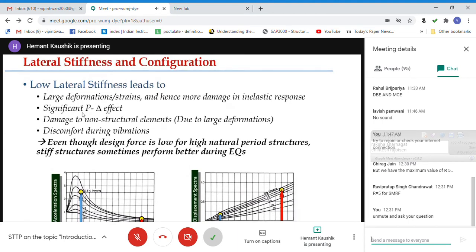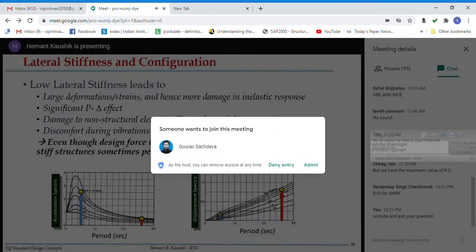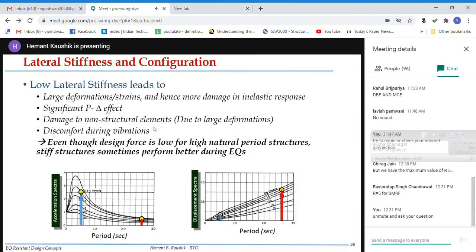So in that case, the P delta effect will be significant. We'll discuss more about this later in the nonlinear analysis, last lecture. What will happen to the non-structural elements, right? If you have higher deformations, all these pipeline fittings, electrical fittings, all these temporary structures, or the false ceilings, they will be subjected to huge displacements, right? Large deformation, and you will have discomfort. So all these non-structural failures will take place. So therefore, we cannot have very low stiffness, right? We cannot have very high ductility, just to reduce the amount of displacement.